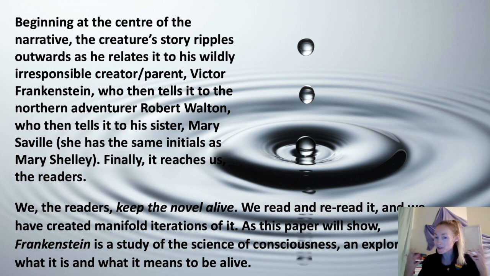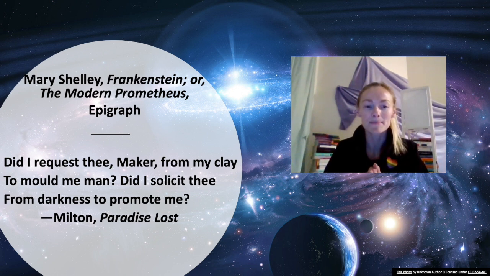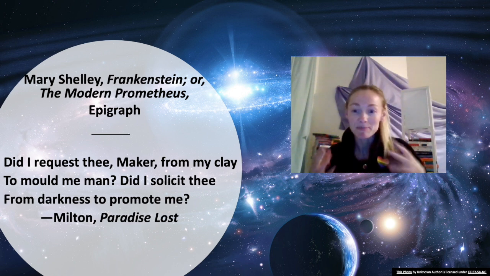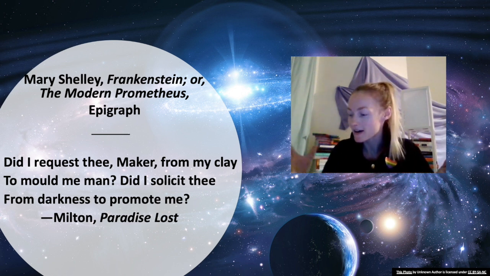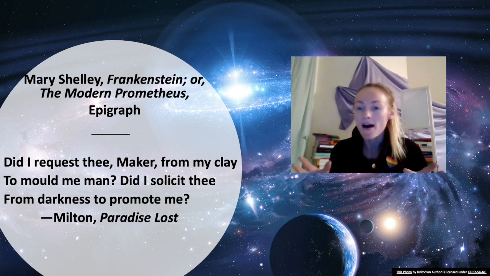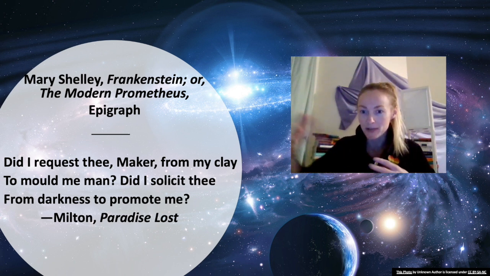As I will show in this presentation, because it's not a paper, the novel is a study of consciousness, an exploration of what it is and what it means to be alive. So it's a great novel. The epigraph I was talking about is from Paradise Lost, and it's Adam speaking. The creature represents both Adam and Satan, and same thing goes for Victor Frankenstein, who's considered a doppelganger. All the creatures are sort of imitations of one another.